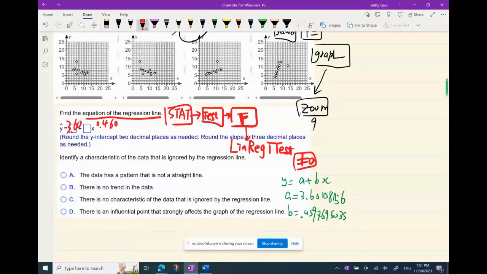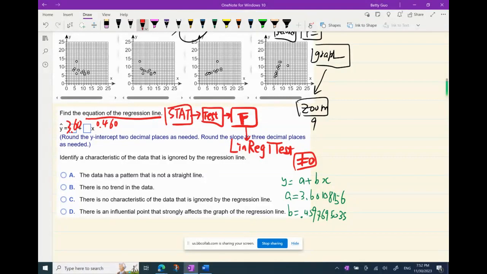Identify the last part. Identify a characteristic of the data that is ignored by the regression line. Ignored by the regression line. Let's see if we can. I used to know how to put a line with the scatter plot. Let me see if I remember that. Oh, you would have to do y equals. Let me give it a try quickly.